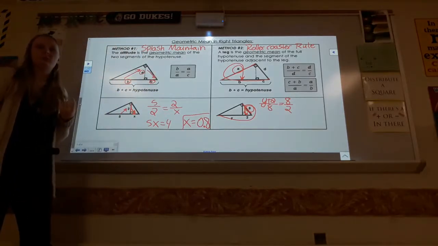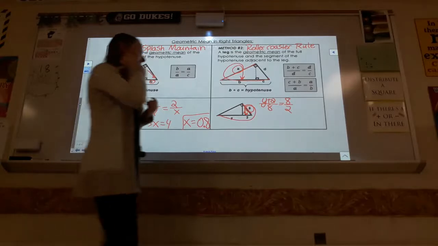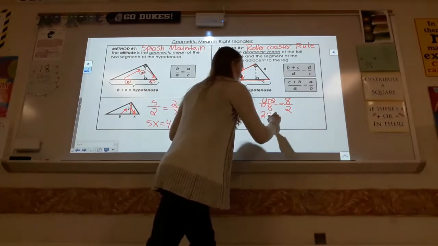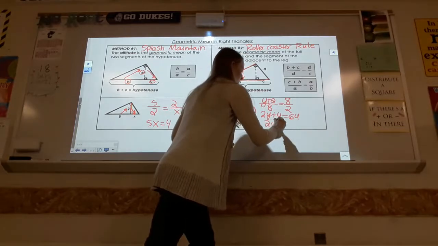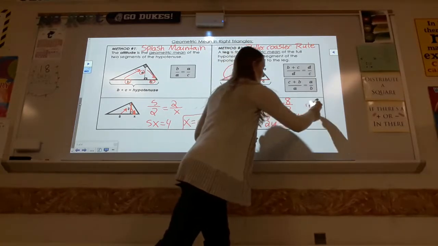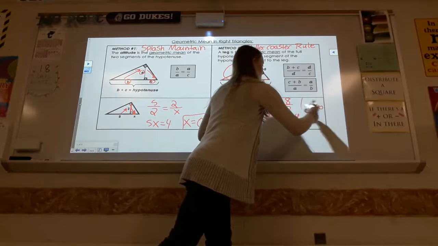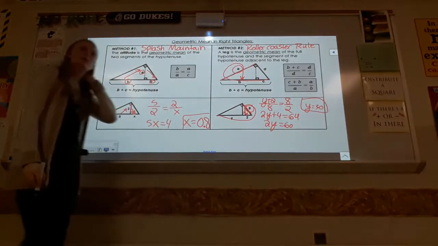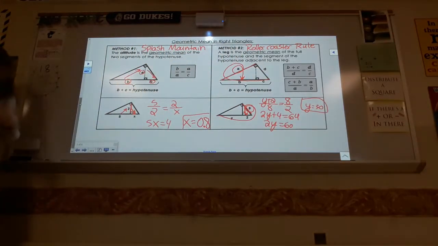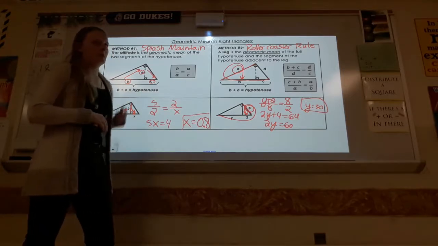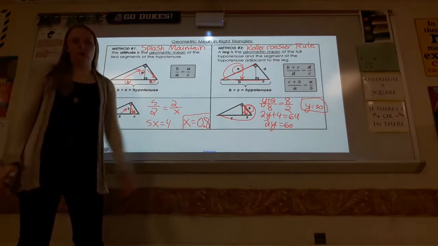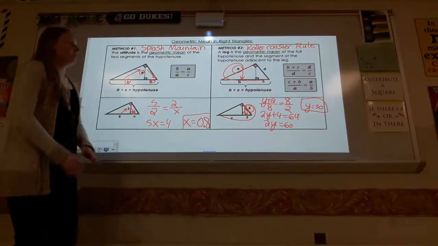And then you solve, cross multiply. Alright, so we have 2y plus 4 equals 64. 2y equals 60. Y equals 30. Alright, so the little rules here with the little names, obviously the amusement park theme, are to help you write the proportion, but actually solving it is just cross multiply. Okay, so we're going to practice that.